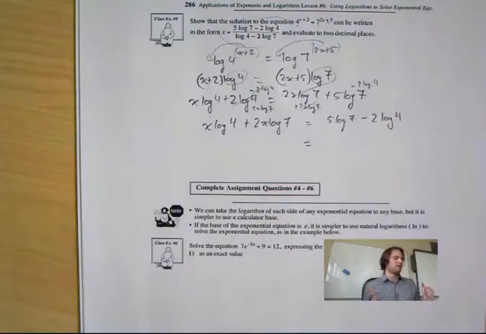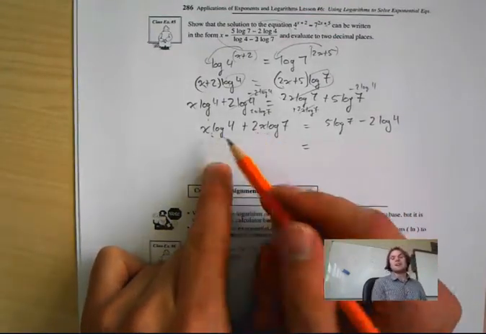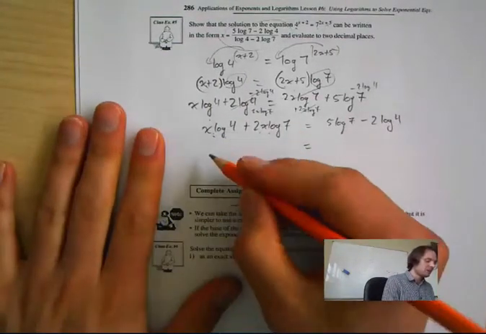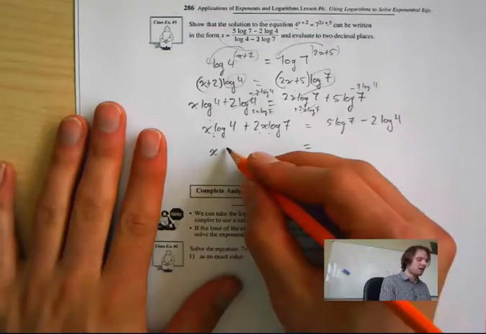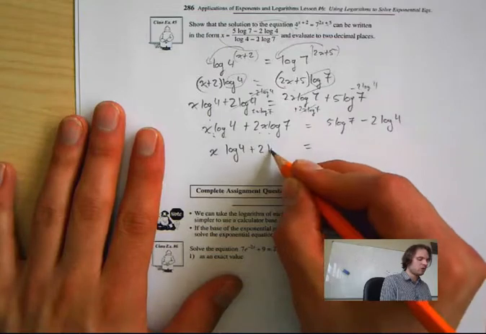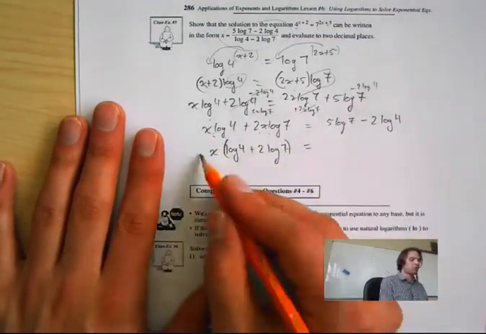All right. Now, what can we do here? I look at this, both of these are being multiplied by x. If they're both being multiplied by x, that means I can factor out an x. So I'm going to factor out my x, and I'm going to get log 4 plus 2 log 7. And that's multiplied into both of these, right?